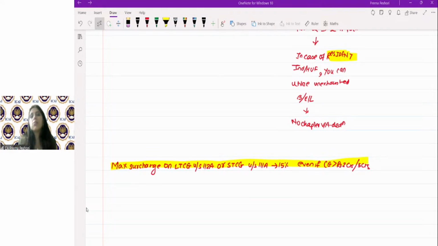Okay, last one more point over here. In case there is a rights issue or bonus shares which are issued before 1st February 2018, then what will be the cost of acquisition in that case? The cost of acquisition will be the fair market value as on 1st February 2018. So you can write it over here.